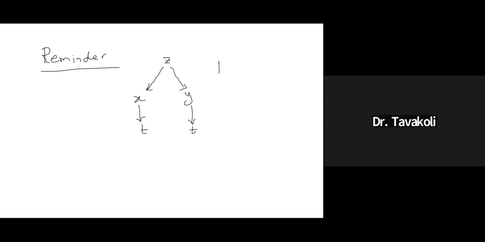And to find the derivative of z with respect to t, we had the partial derivative of z with respect to x times the derivative of x with respect to t, plus partial derivative of z with respect to y times dy over dt.